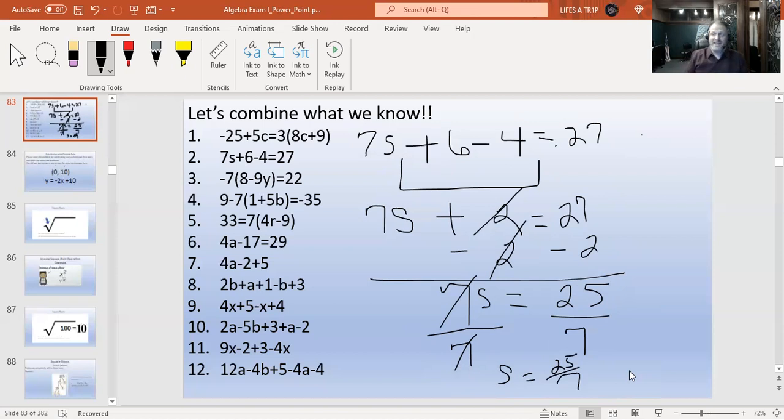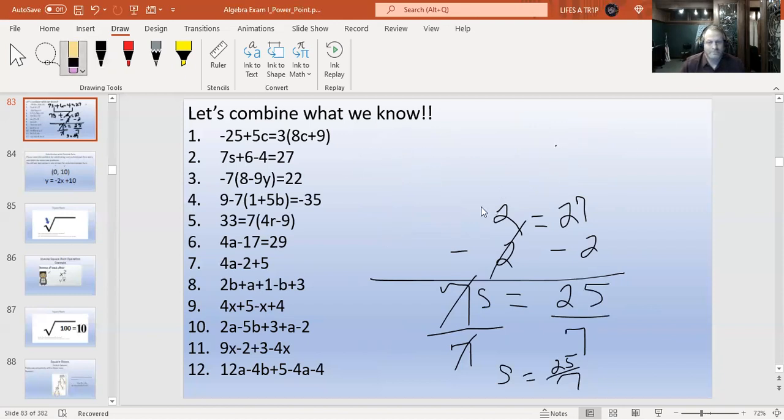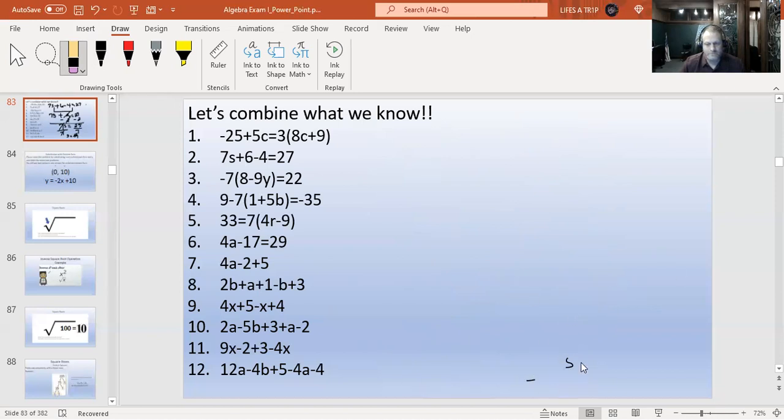I did not ask for a mixed number, so we're going to be leaving it at that. s equals 25 over 7. Let's do number 3.